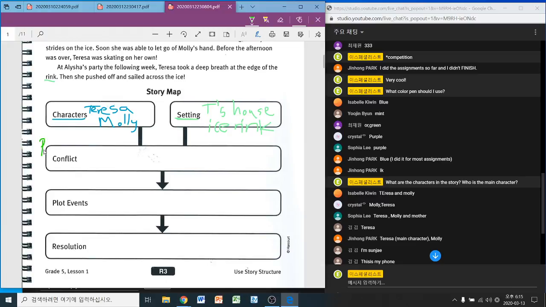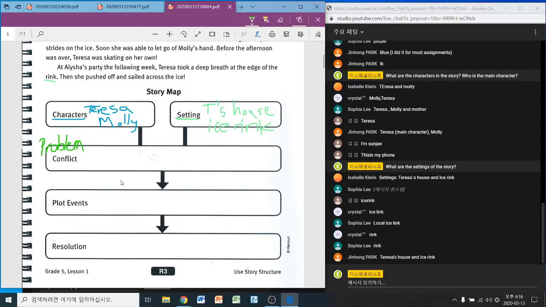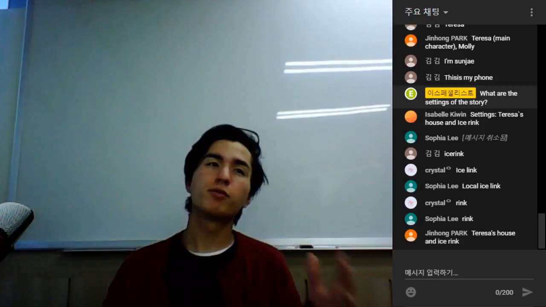Conflict, remember, is the problem, the struggle, right? I just spelled problem wrong. Wow. Am I an English teacher? Problem. I'm not thinking. Okay. Conflict is a problem, right? Every story has a problem. If we read a story that just has characters and a setting with no problem, that is an extremely boring story, right?